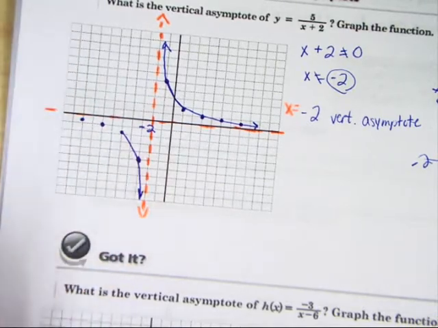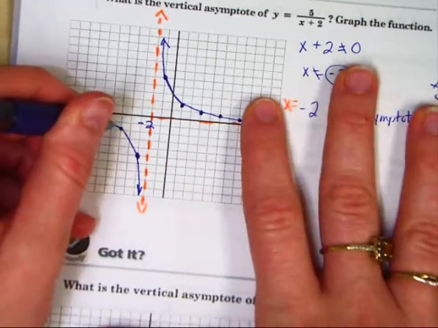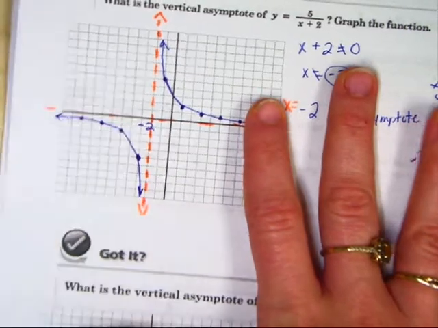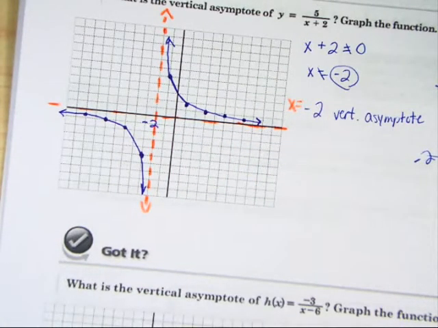Remember, it approaches your asymptote, but it never touches. And you can see how important that asymptote is for us to find, because it really helps us understand what the graph should look like.